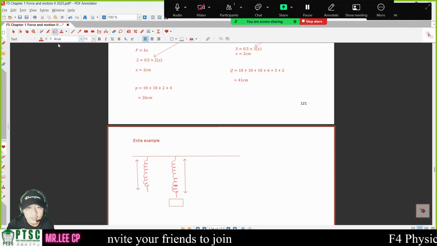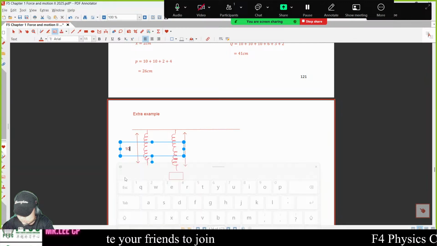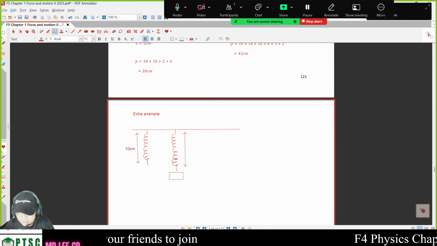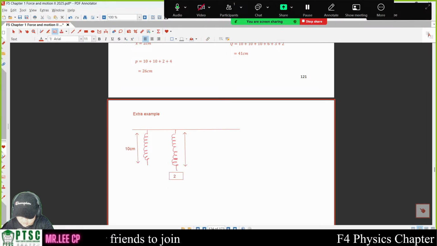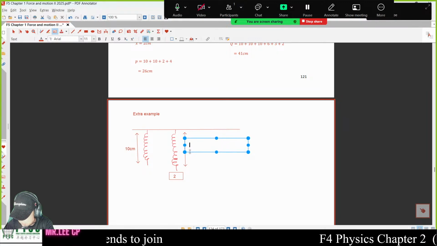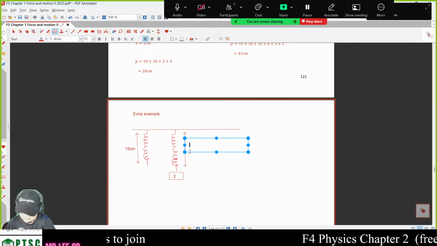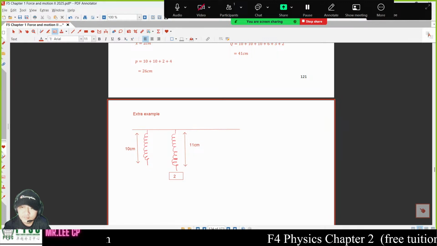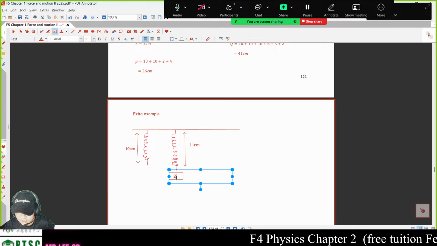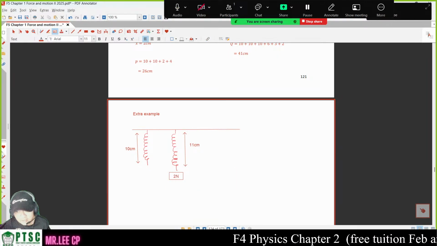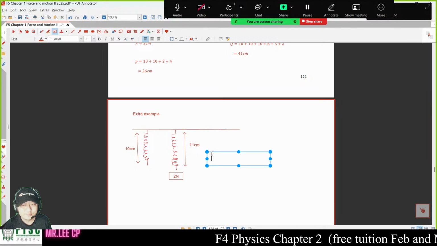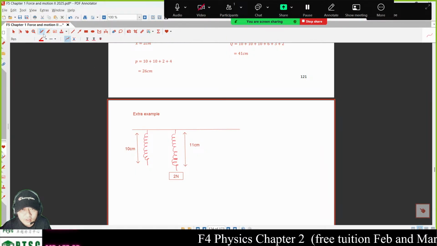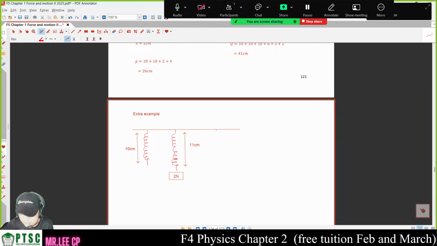Okay. This is original length 10 cm. So I hang one object, for example 2 Newton. So it become like 11 cm. Okay. I hang 2 Newton, it will extend 1 cm. Now how about if I hang it into this way?